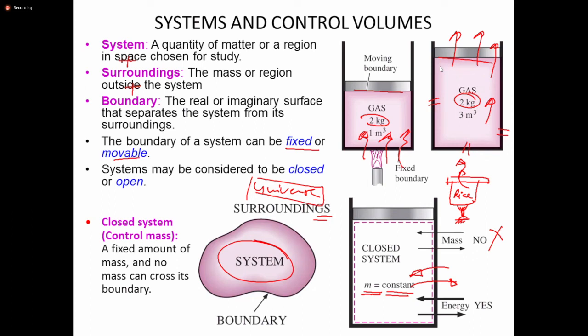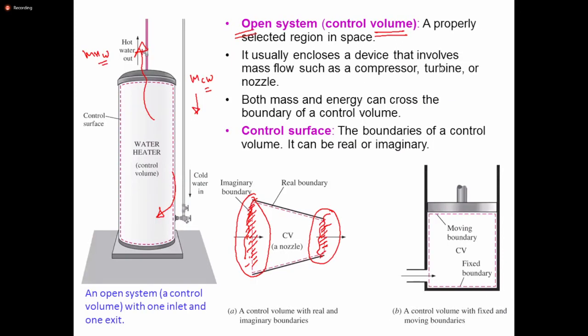So that's what we call a control mass. Control mass means closed system. Control volume means open system. In the open system, both energy and mass we allow to cross the boundaries of the system. Isolated means no interaction. We do not allow mass and energy to cross the boundary itself.